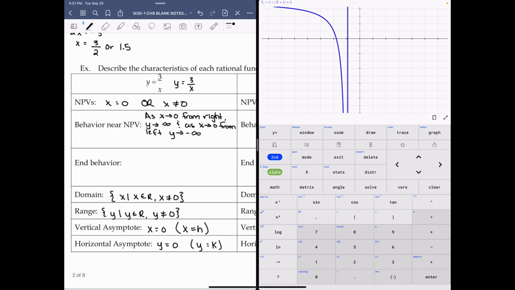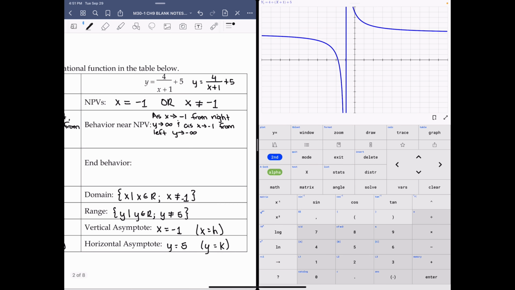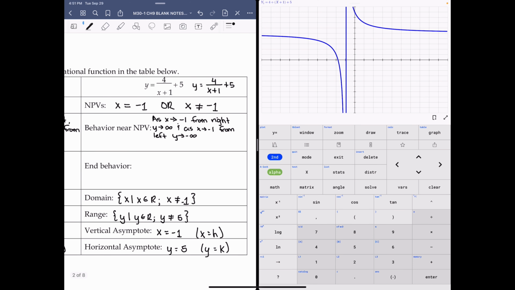Now let's talk about the end behavior. The difference between the behavior near the non-permissible values and the end behavior is that end behavior is talking about what is happening as the x values are approaching positive and negative infinity. Looking at our graph, we'll do the second one first since we already have it graphed. As x is getting bigger and bigger, our y value is going to get closer and closer to our horizontal asymptote, which in this case was y equals 5.